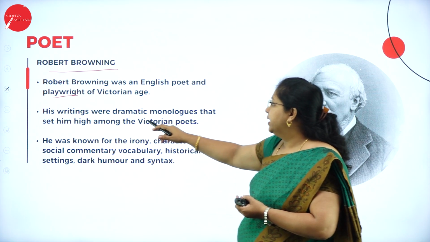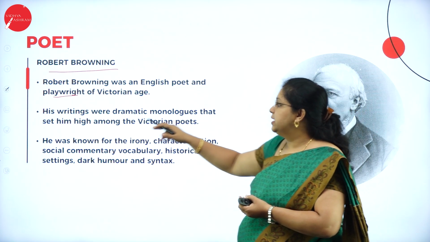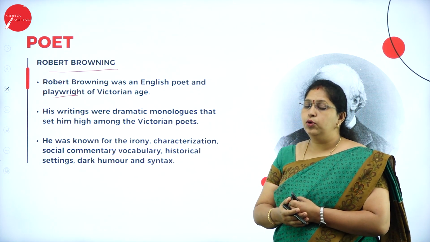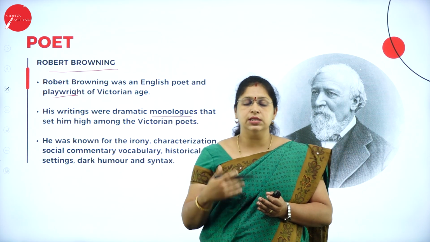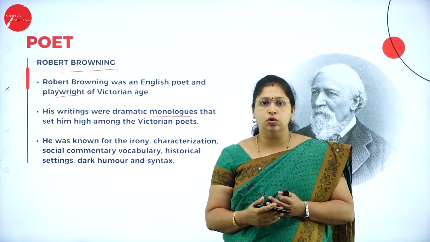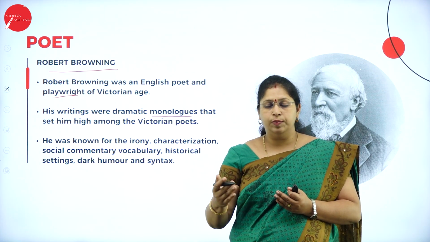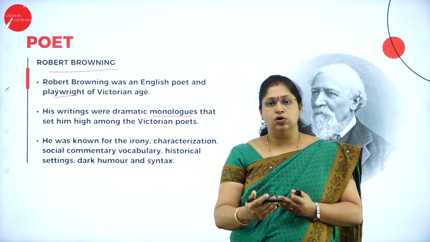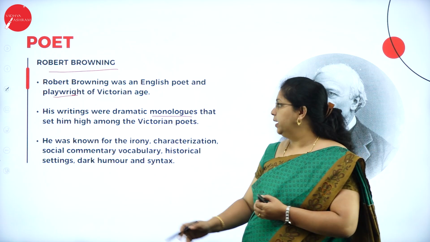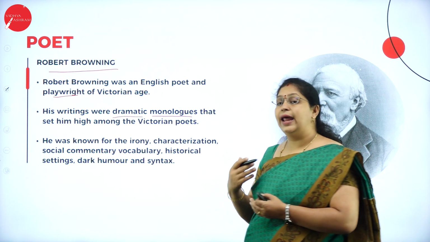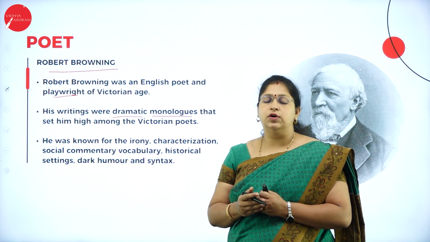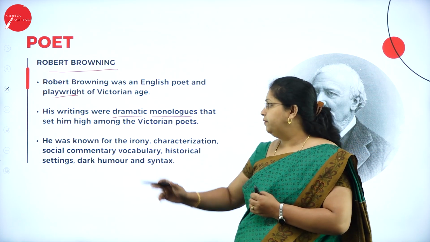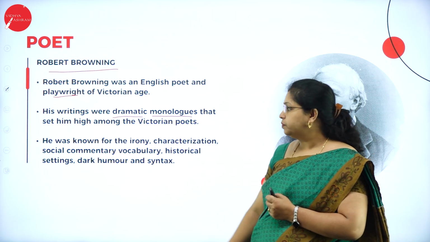His writings were dramatic monologues that set him high among the Victorian poets. So, what are these monologues? Monologue means one person talking. Dialogue is between two people. If only one person is talking, then it is called a monologue, correct? The monologues are dramatic in his writings. So, he was popular for that style in the Victorian era.